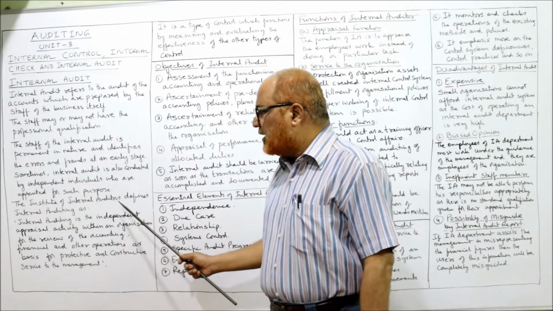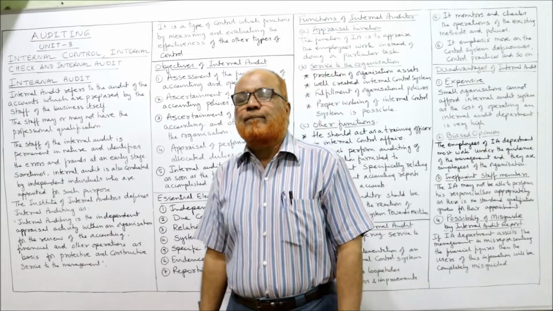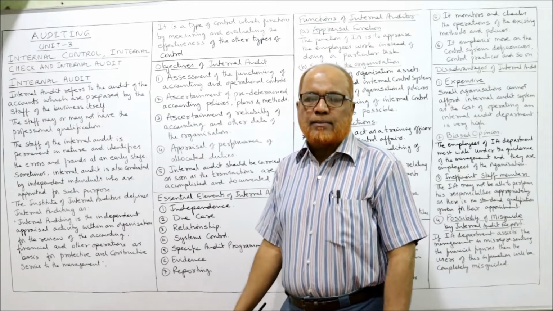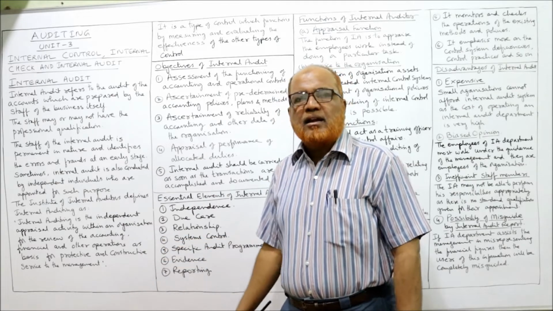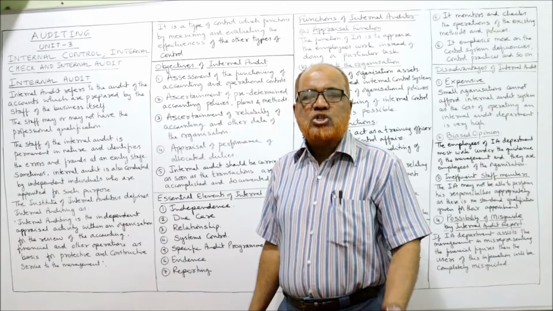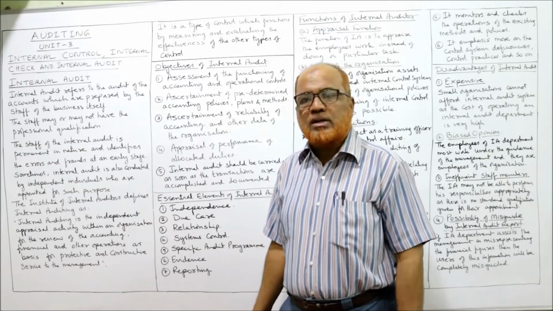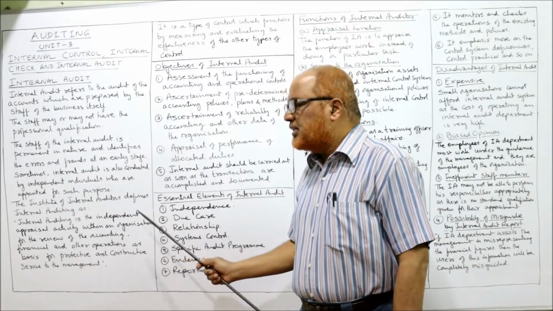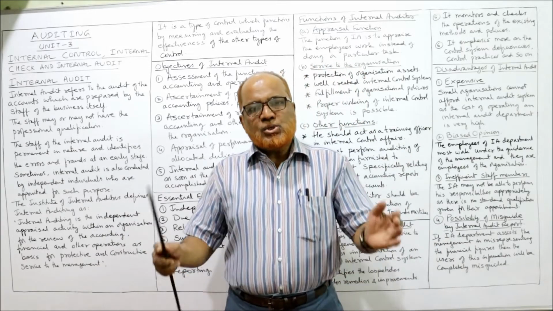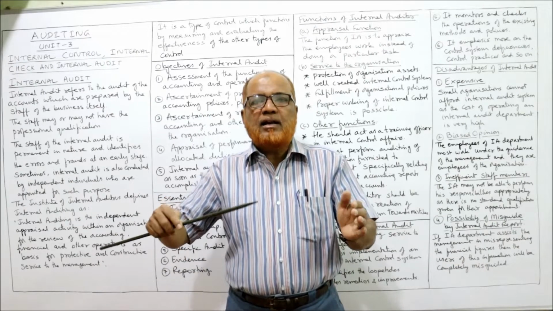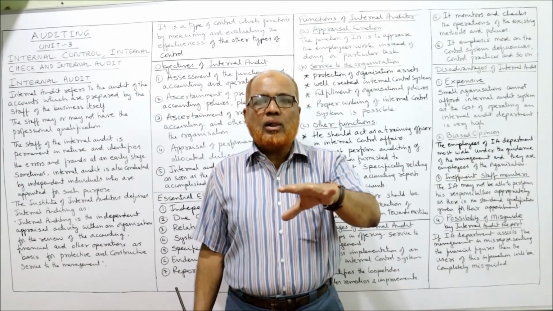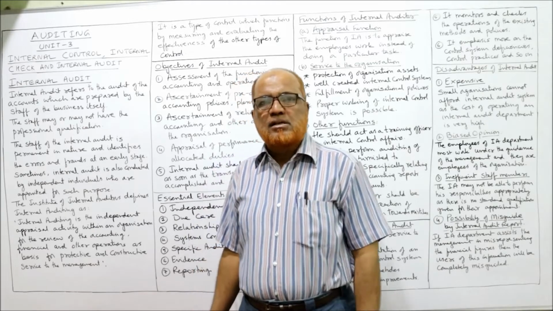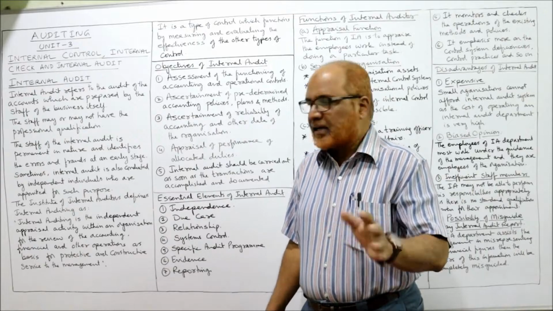Now the Institute of Internal Auditors defines internal auditing. So far I have explained to you the meaning of internal audit. Now the Institute of Internal Auditors has given the definition of the term internal audit. Internal auditing is the independent appraisal of the activity within an organization. So within an organization, there is independent appraisal of all the control systems and all the activities taking place in the business. It is done internally, not externally.